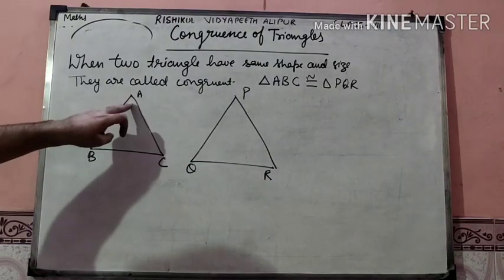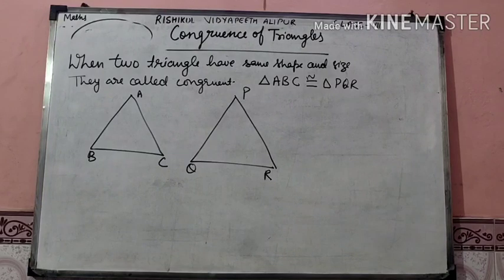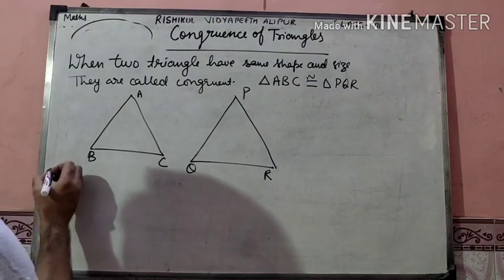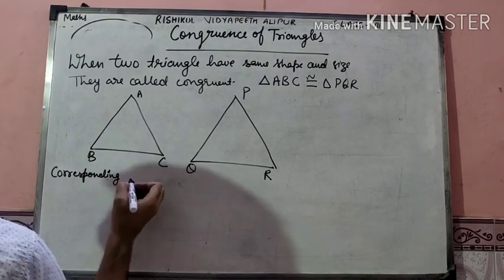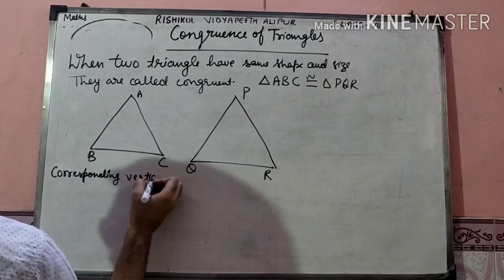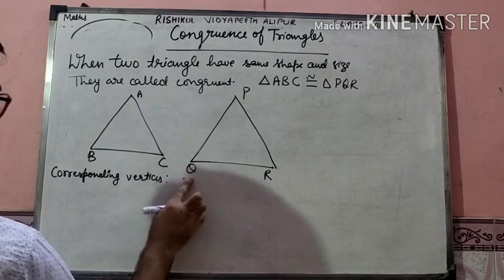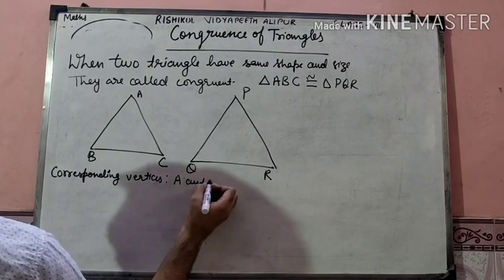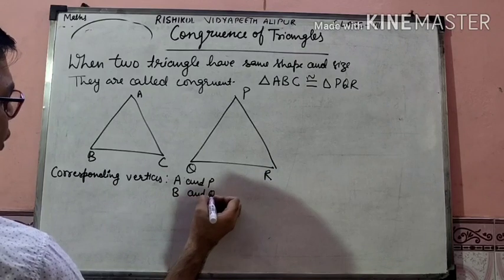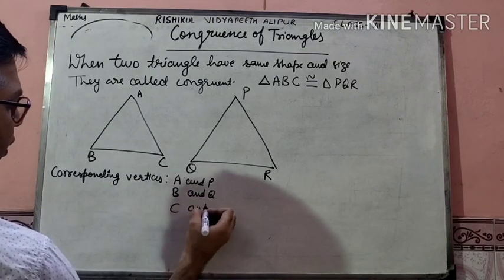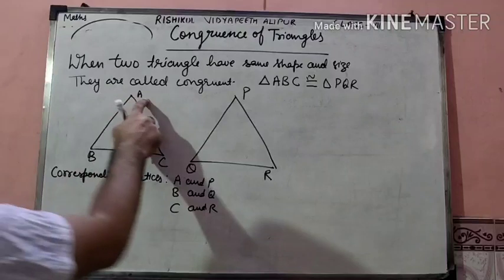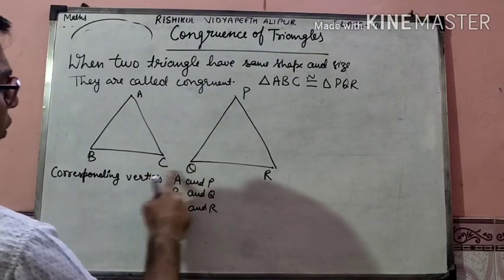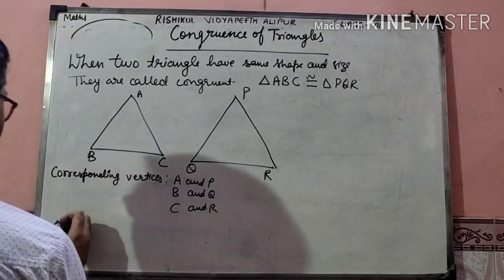In the same way, not only the vertices, what else is also congruent? Yes, what else is also congruent? So in all such cases, first of all we will talk about corresponding vertices: A and P, B and Q, C and R. These are corresponding vertices. Is that clear? A corresponding to P, B corresponding to Q, C corresponding to R. These are called corresponding vertices.